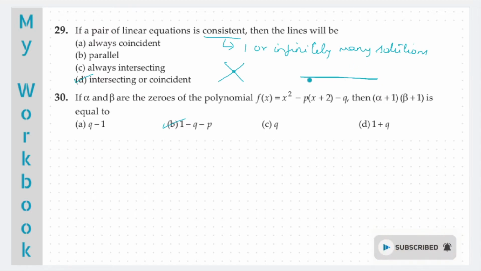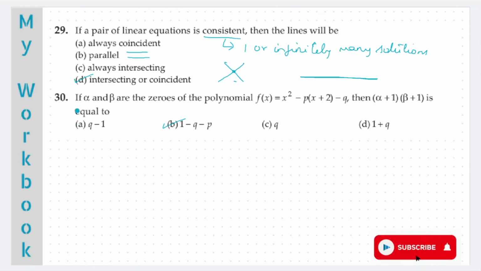If each point is a solution, then it is lying in both the lines. So the lines are coincident. So it can have either one or infinitely many solutions. So it can be intersecting or coincident. So option D will be the correct answer. When there is no solution, the lines will be parallel. So the other two cases, we call it as consistent.